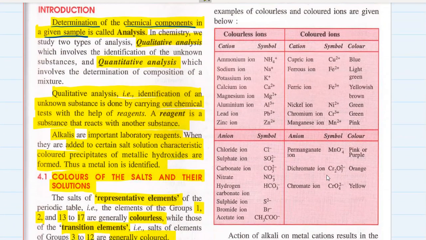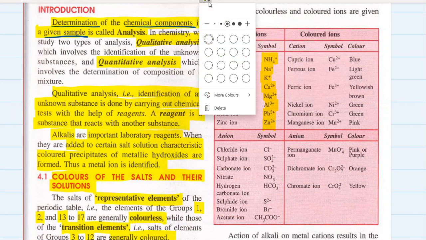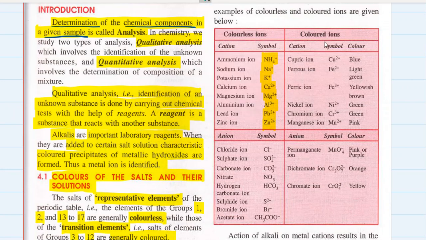So remember that ammonium, sodium, potassium, calcium, magnesium, aluminium, lead, zinc, all these ions are colorless. Now, if you have this question in your mind that do we have to memorize this? Absolutely yes, you have to memorize. Colorless ions, the names, you have to memorize all of them.